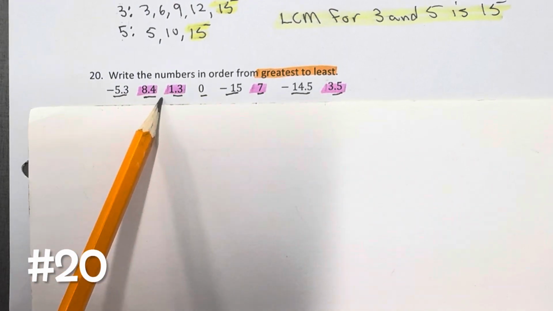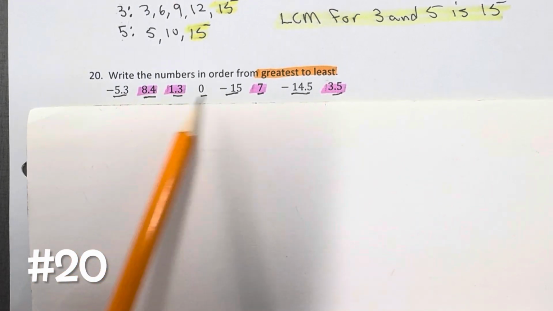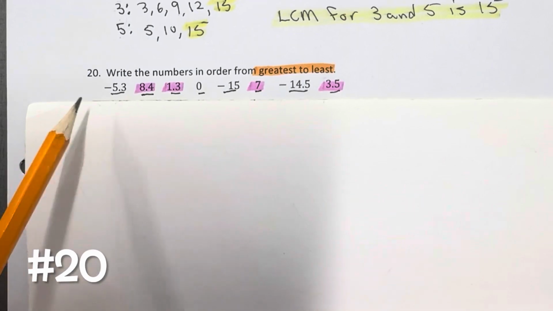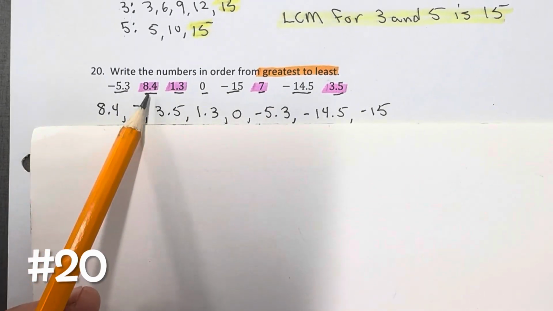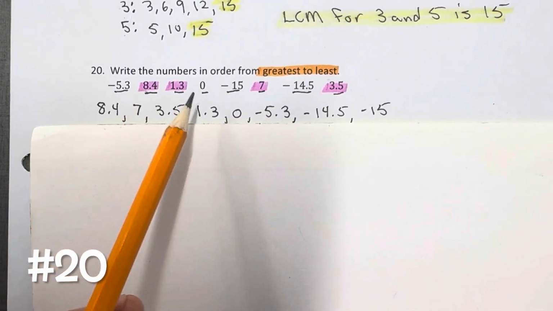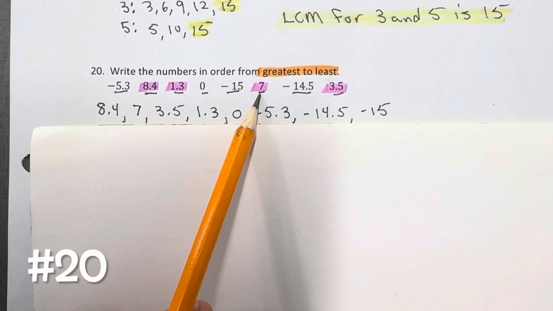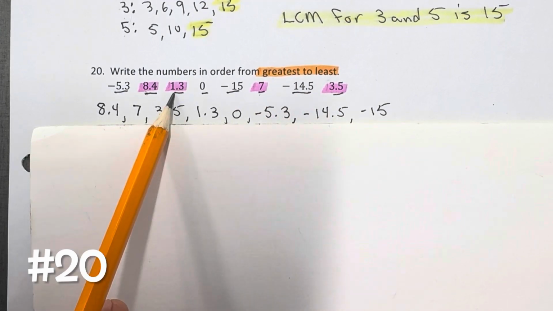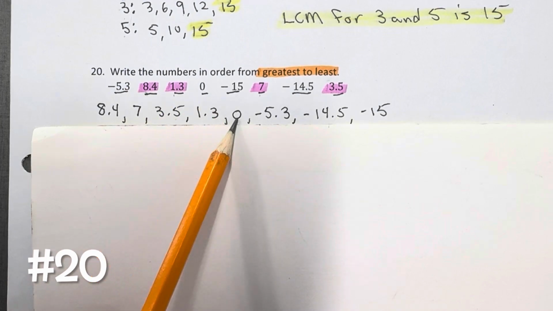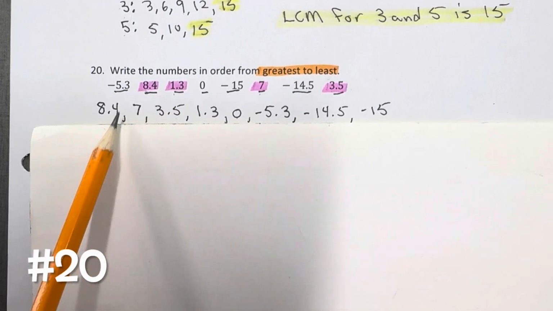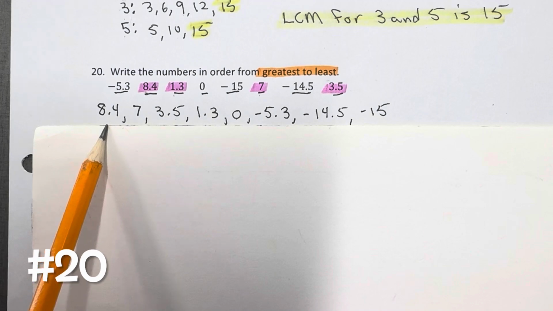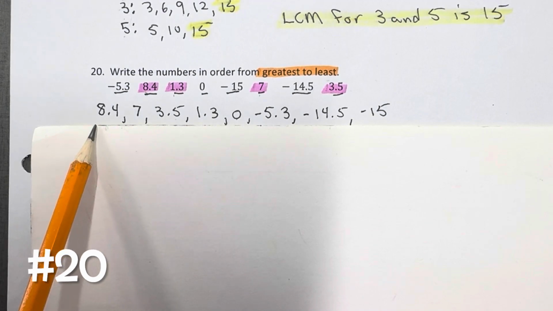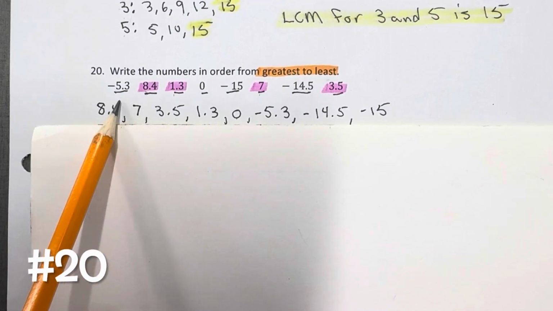And so now I only have to order these 4 numbers instead of all of them from greatest to least. So I'm starting 8.4, 8, then 7, then I go 6, 5, 4, 3. Here's a 3, 3.5, 2, 1, and then 0. Now that I have the positive values in order from greatest to least, now I can deal with the negatives.